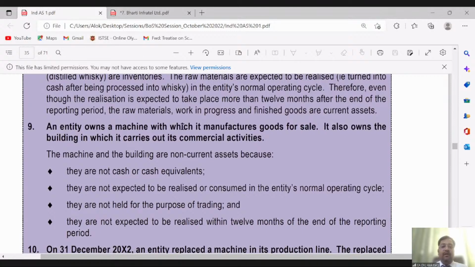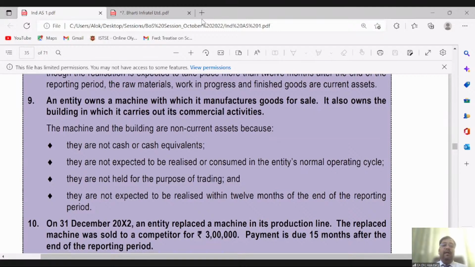An entity owns a machine with which it manufactures goods for sale. It also owns the building in which it carries out its commercial activities. Tell me, is such a building or machine a current asset or non-current asset? Is it cash or cash equivalent? No. Is it expected to be realized or consumed in the normal operating cycle or 12 months? No. Is it held for the purpose of trading? No. Hence it is not meeting any of the conditions, and it is a non-current asset. I hope it is clear to all of you.